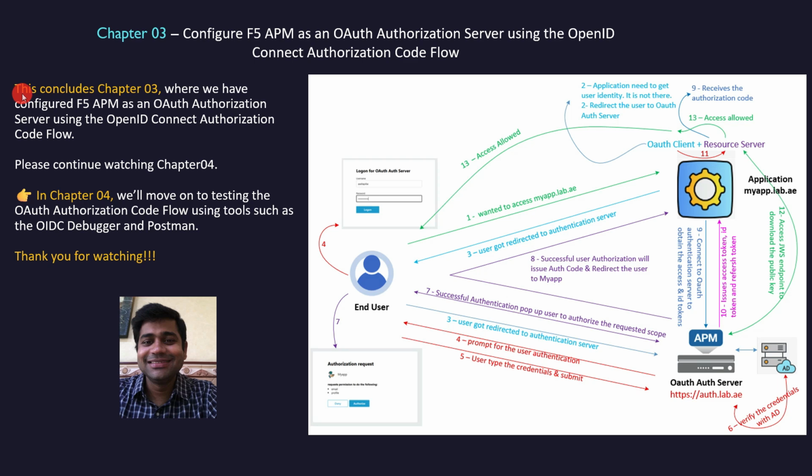This concludes our Chapter 3, where we have configured the F5 APM as an OAuth Authorization Server using the OpenID Connect Authorization Code Flow. Please continue watching Chapter 4. In Chapter 4, we will move on to testing the OAuth Authorization Code Flow using tools such as the OIDC Debugger and Postman.